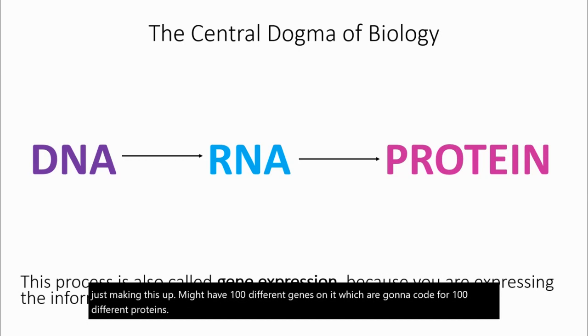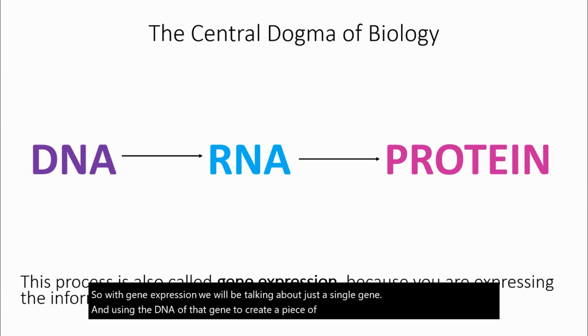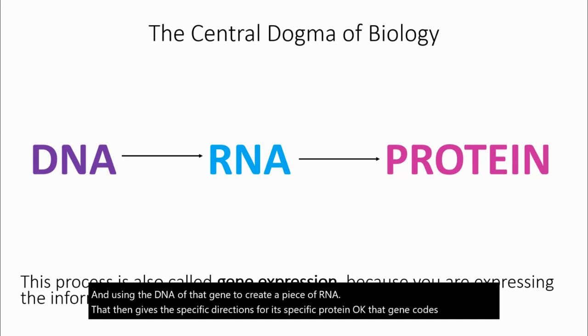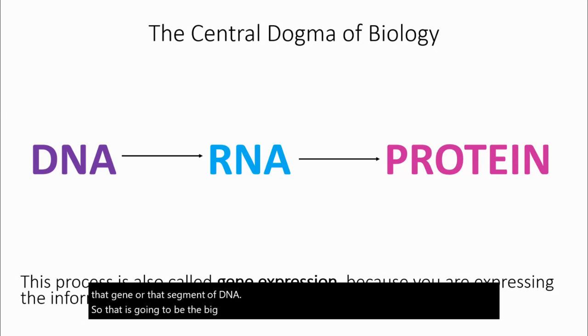So with gene expression, we will be talking about just a single gene and using the DNA of that gene to create a piece of RNA that then gives the specific directions for the specific protein that gene codes for. Essentially, it's called gene expression because we are expressing the protein coded for by that gene, or that segment of DNA. So that is going to be the big picture, the big ideas that we're going to talk about in this section.